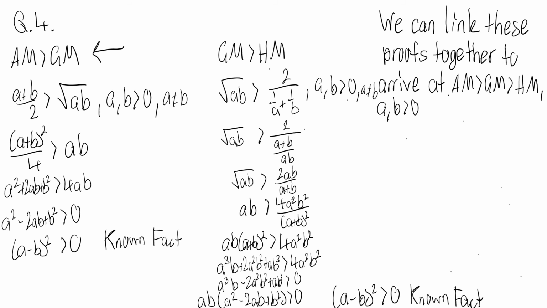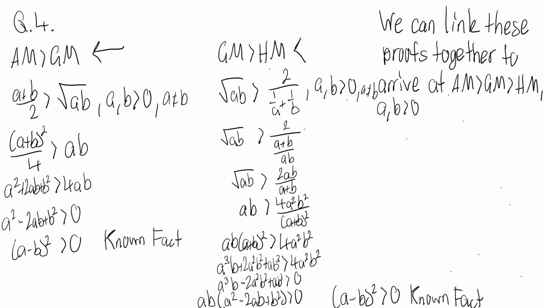We multiply both sides by 4 and expand out the a plus b all squared. Then we take 4ab off both sides to get a squared minus 2ab plus b squared is greater than 0. And then we factorise for a minus b squared is greater than 0. And that is a true fact, a known fact. Any number squared will be greater than 0 if they're not equal. So from that proof, AM is greater than GM.